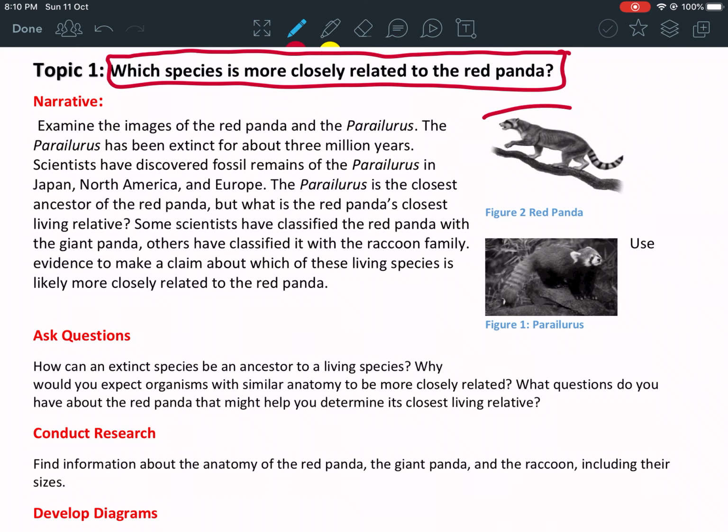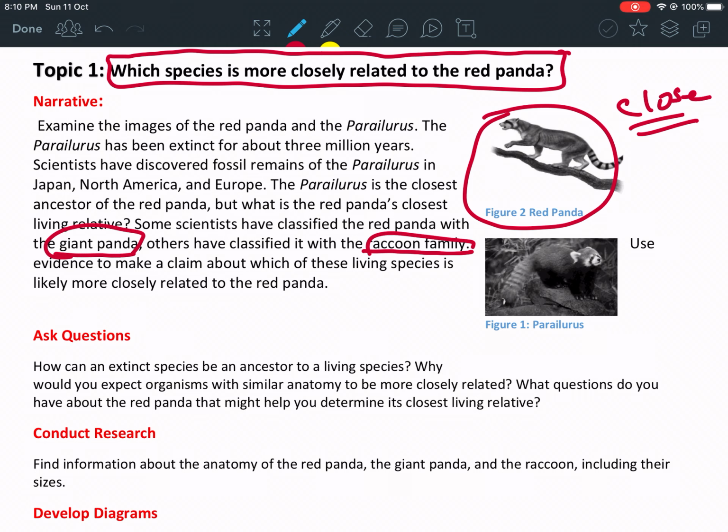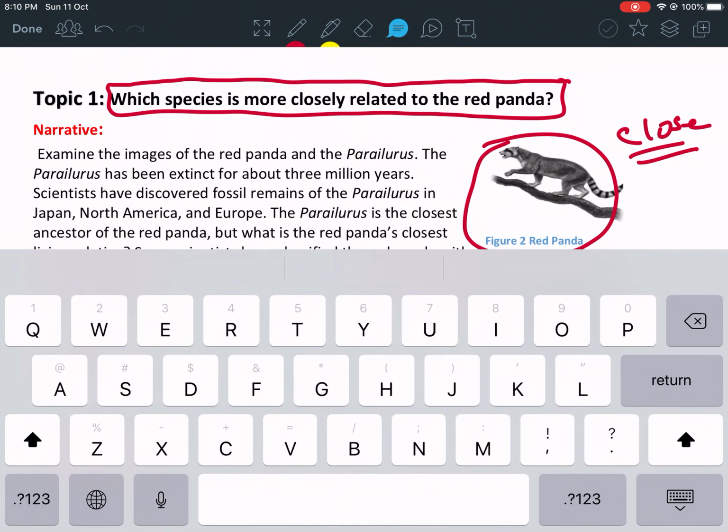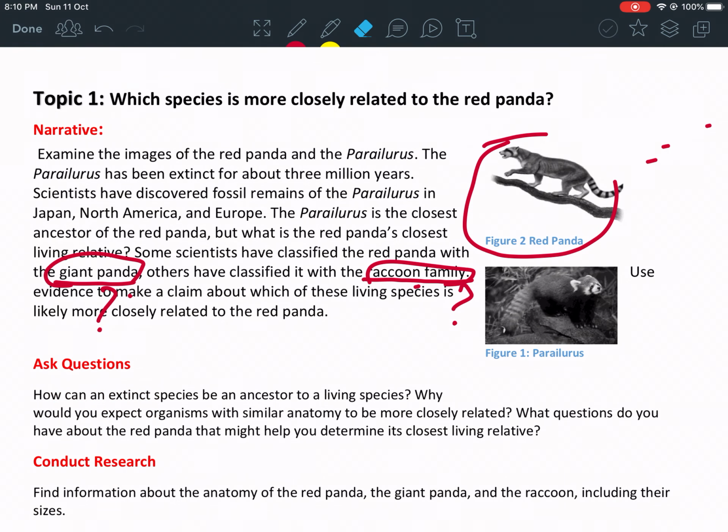This is the red panda, okay, and we're trying to find a species close to the red panda. And I will show you the species now. Raccoon, okay, or the giant panda, okay. So the question I need to answer is, which species is related more closely to the red panda? Is it the raccoon or the giant panda? This is the question. All you want to do in this project is to answer this question, okay, but you have to go through a series of steps in order to get to that answer.